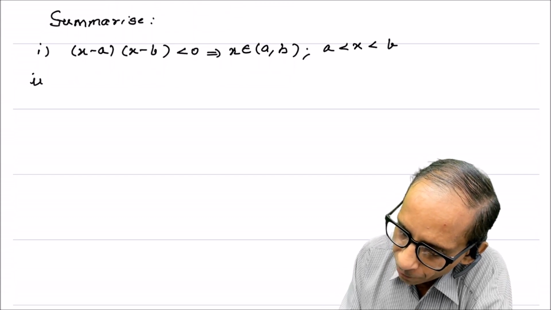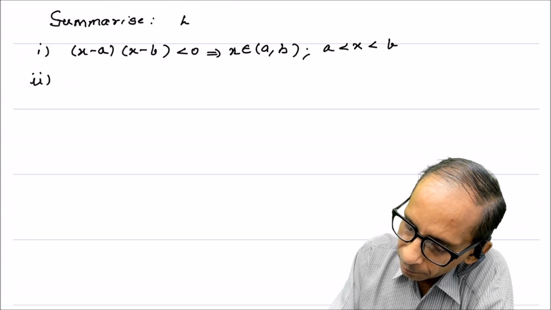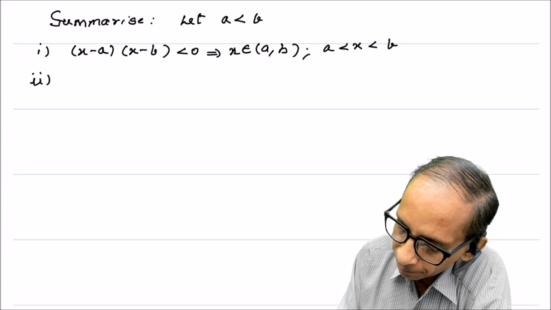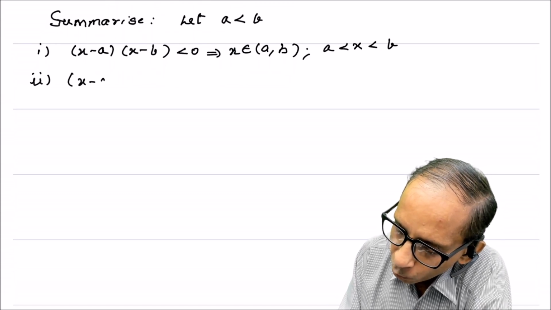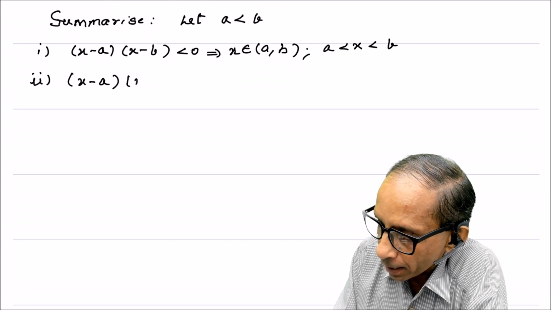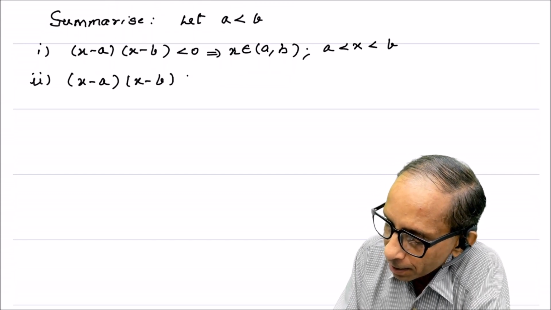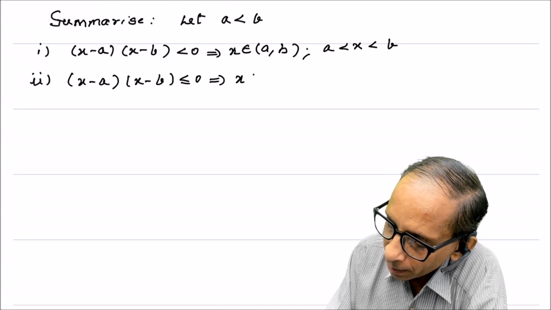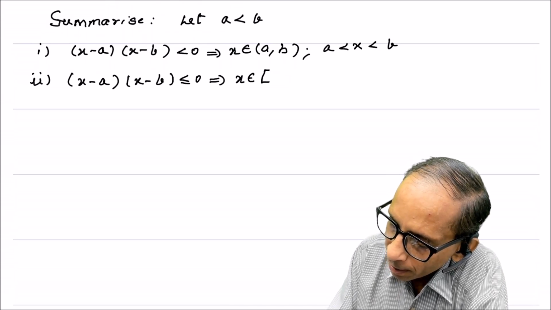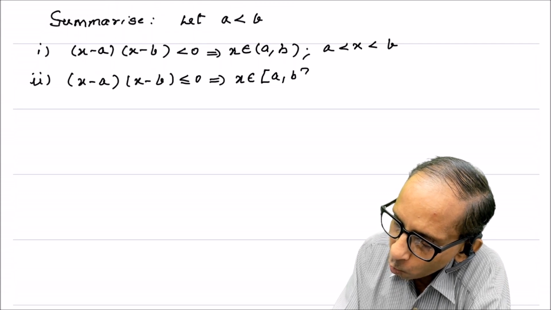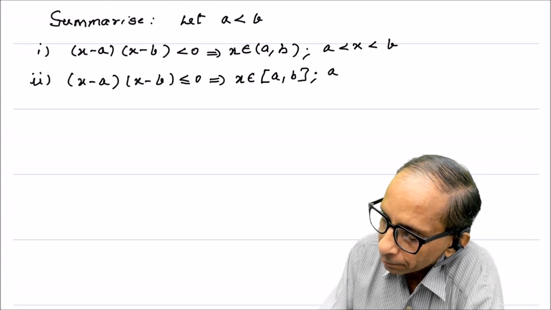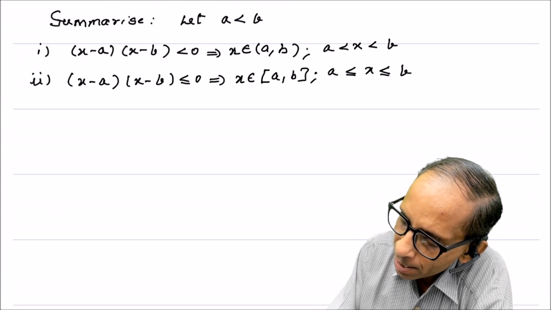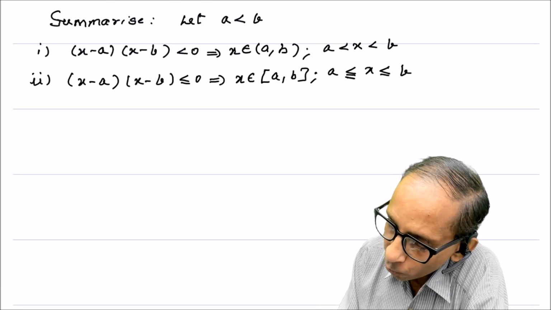When we took up the second one, we are moving under the assumption that a is less than b. When we took up the second one, x minus a into x minus b less than or equal to 0, then the conclusion was x belongs to closed interval ab, that is a less than or equal to x less than or equal to b.